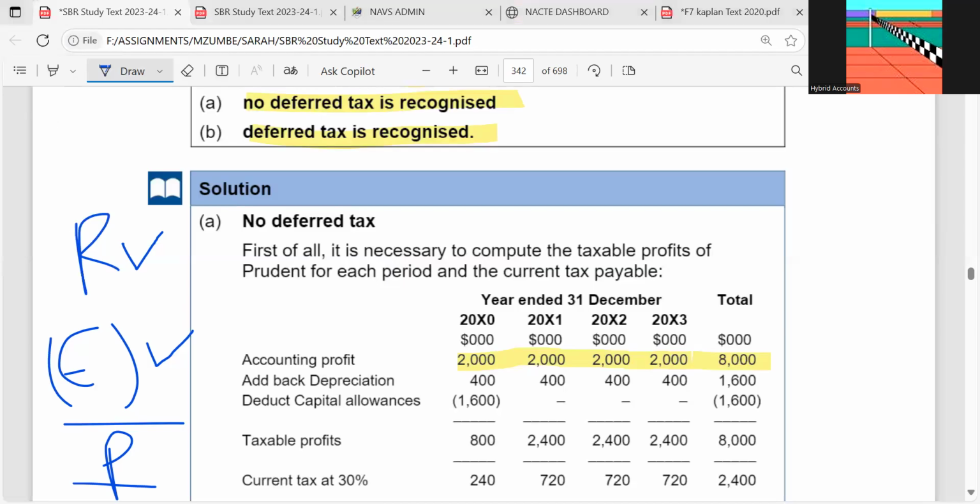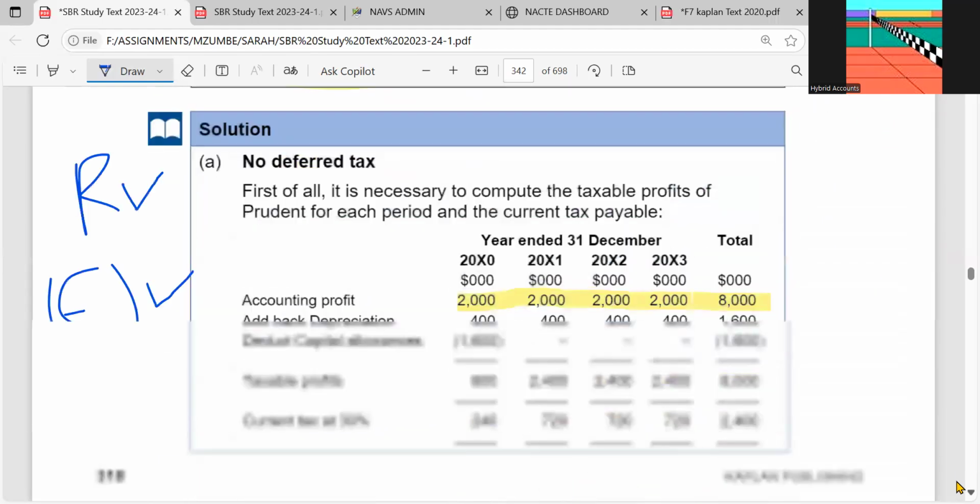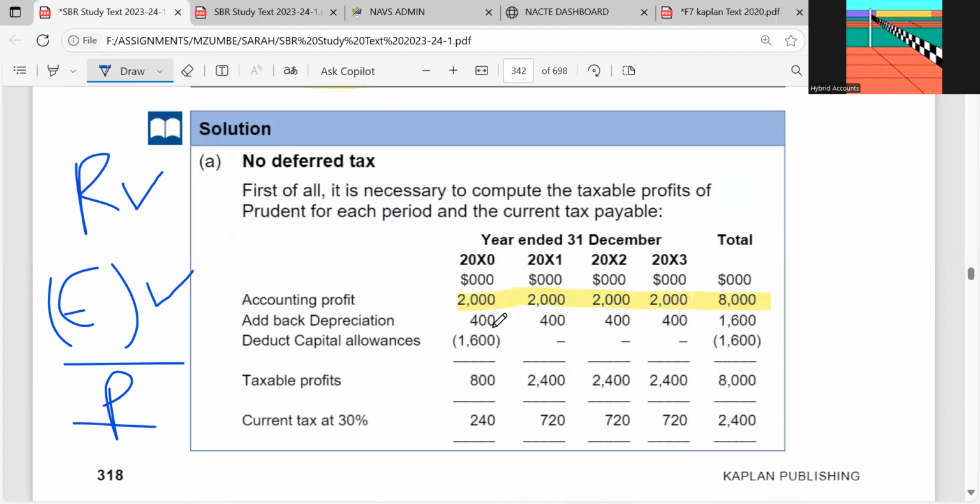Let's see the information given. We are told that the entity purchased a non-current asset for 1.6. So we know depreciation is straight line. If not given, you use the straight line method. You say it's a cost, which is 1.6 million, minus the residual value, not given, so we presume it to be nil, divided by the useful life, which is 4. So 1.6 over 4 equals 0.4 million, right? Okay, so 0.4 million is what has been taken as depreciation here. 0.4 million means 400,000, right?